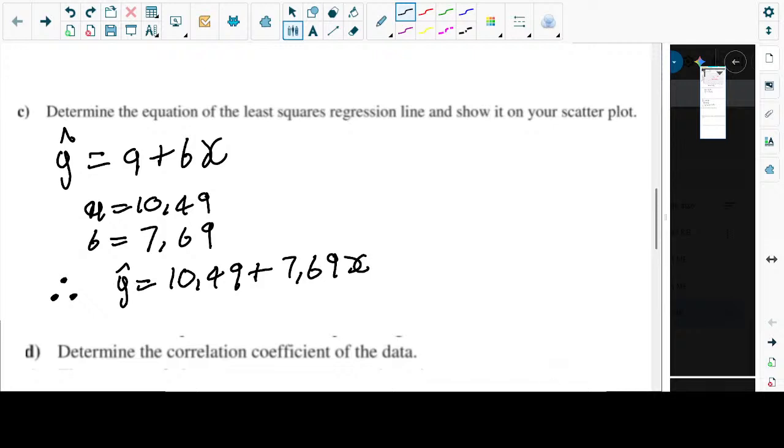Sorry for pausing the song there, but the question says we determine the equation and then we should show it on our scatter plot.